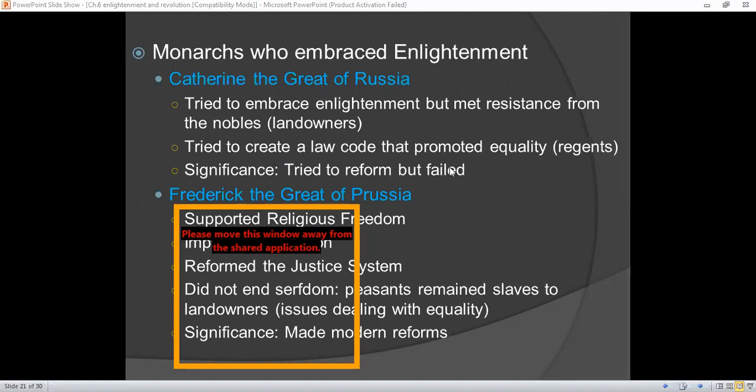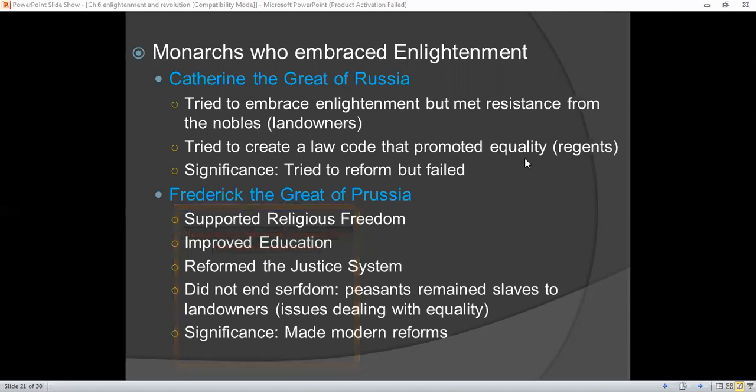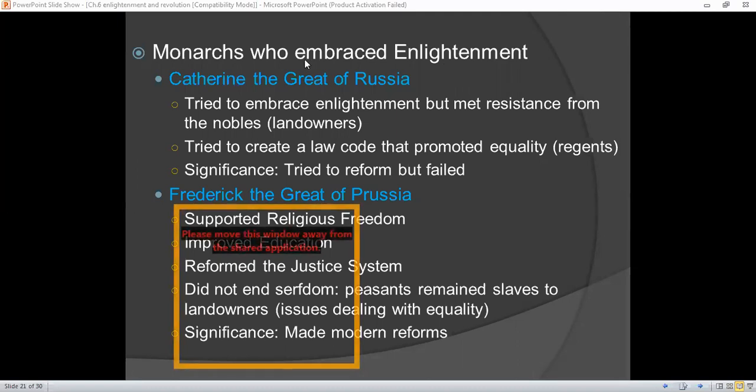She tried to create a law code that promoted equality. She tried to reform, but unfortunately, the country wasn't strong enough, and the percentage of nobles and elite people at that time was higher. So her embracement of enlightenment failed. Clear? She tried to introduce freedom of speech, rights for women, and equality between people regardless of wealth, status, or race, but they did not like it.